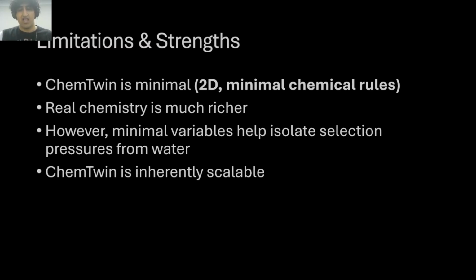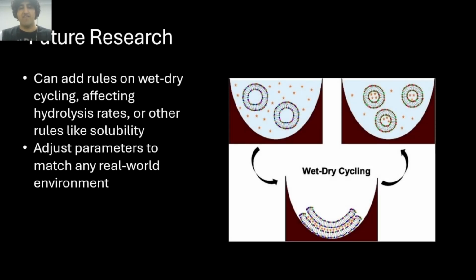Chemtrain is built to easily scale, so that we can add features like wet-dry cycling, affected hydrolysis rates, solubility, or kinetics, progressively enriching our simulation. And by adjusting parameter distributions, we can model ion-rich oceans, vents, or tidal pools, environments with completely different chemistry but the same pressure. This scalability transforms Chemtrain from a proof of concept into a platform for modeling any prebiotic environment.